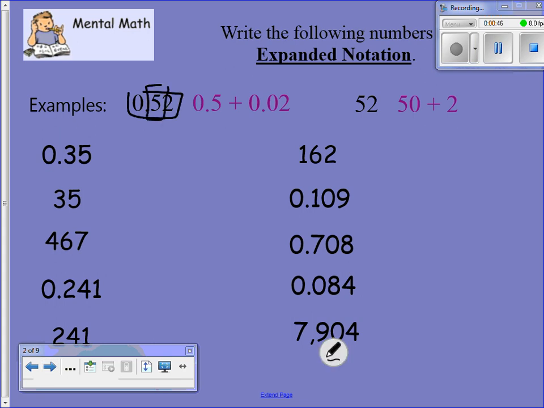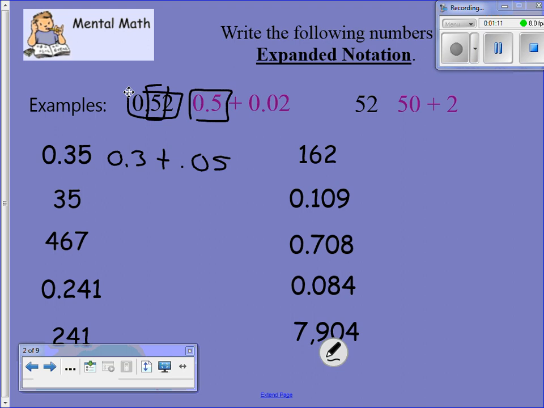So we have 0.5 plus 0.02. Over here we have 50 plus 2. We're just expanding the number out. We're just adding each place value spot. So let's take a look at this first one. We have 35 hundredths. So we're going to go 0.3 plus 0.05. You see how we just have one number in each place and we're just finding the place values.